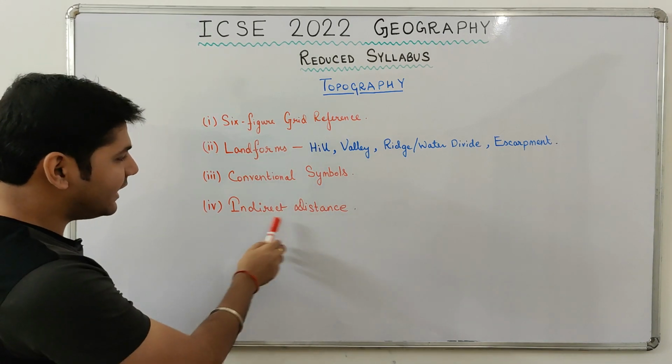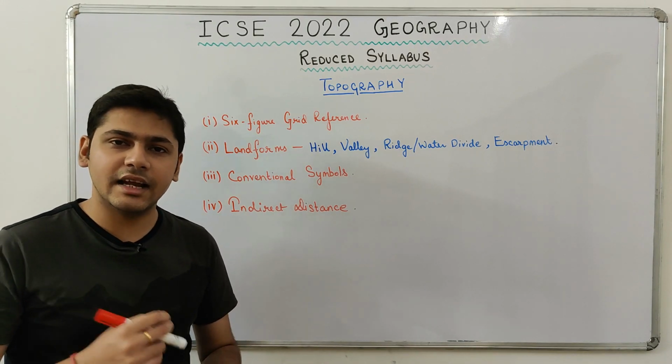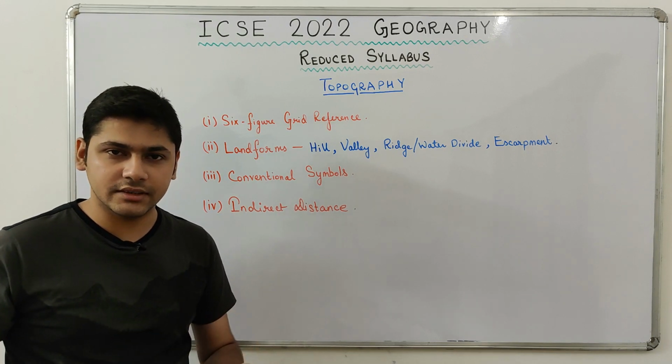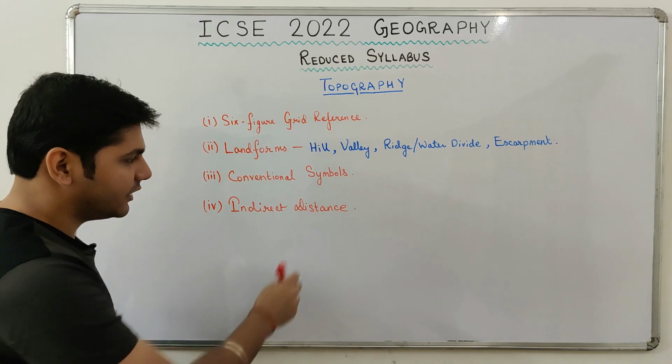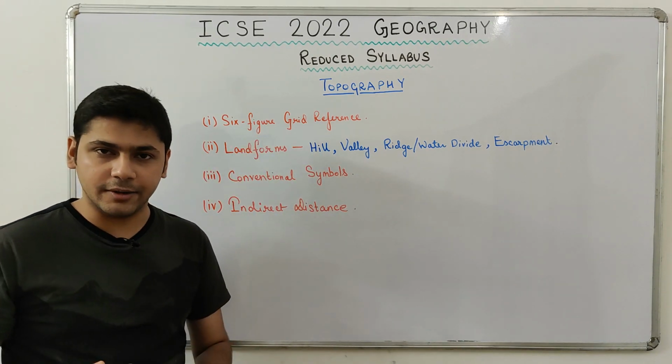And indirect distance has been removed from the syllabus. That means the distance that you had to calculate using a string, that thing has been removed from the syllabus. So you don't have to study indirect distance. So guys, these were the topics that have been removed from topography.